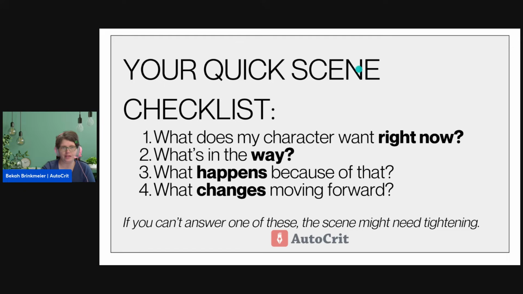So here is a quick little checklist of things you can ask yourself about your scenes if you're feeling like maybe some of them need a little bit of adjusting.